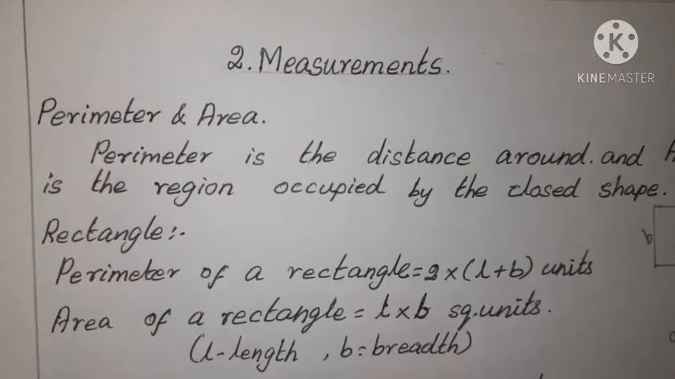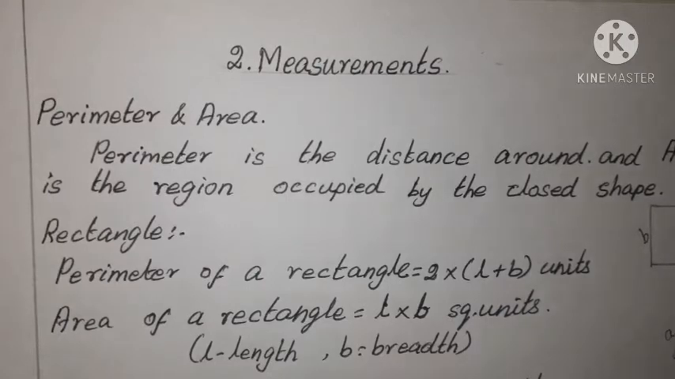Dear student, today we will learn about Chapter 2, Measurements, Perimeter and Area. Perimeter is the distance around, and area is the region occupied by the closed space.